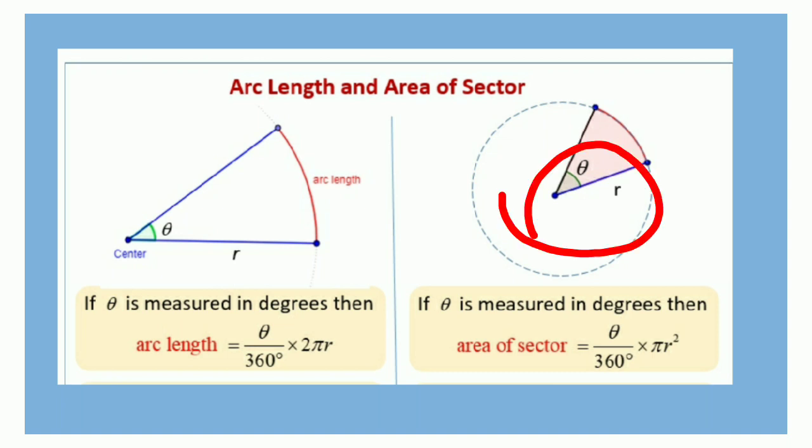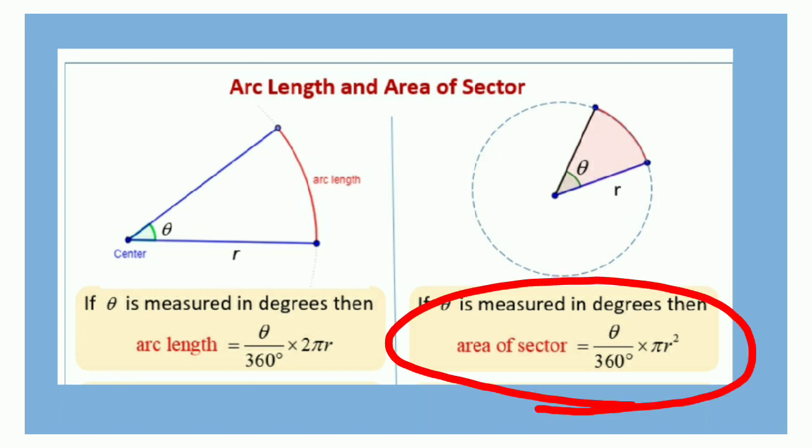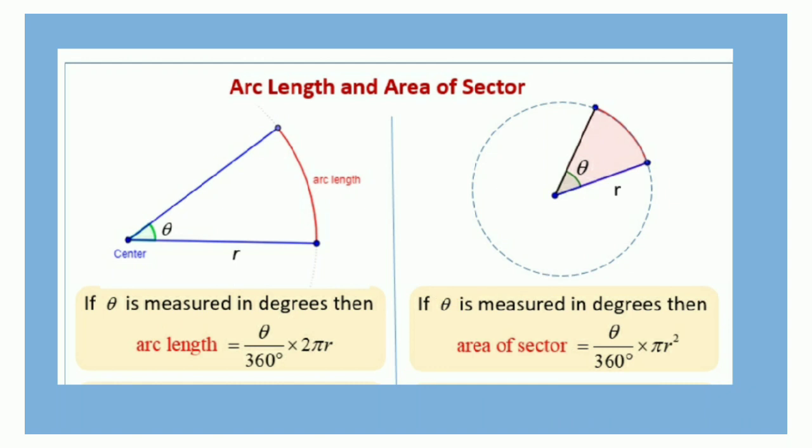Then how to find the area of the sector? Here again we have an angle theta and its radius small letter r is given. Then area of sector is equal to theta by 360 into pi r square. So this is the formula to find the area of a sector.